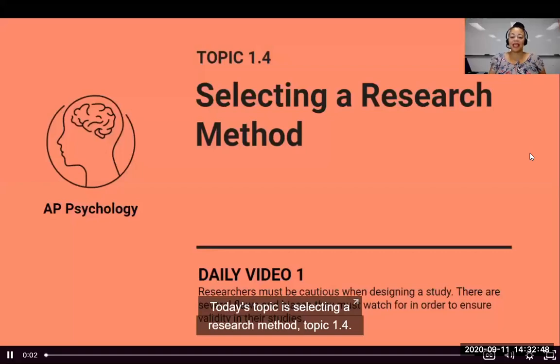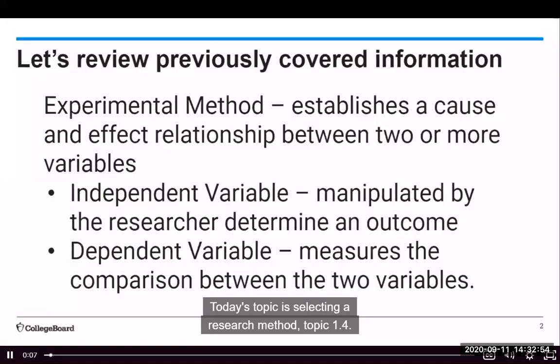Today's topic is selecting a research method, topic 1.4. Today we will be looking at the flaws that are inherent in some research designs. However, I want to remind you that in the previous lesson, you looked at experimental methods, and you need to remember that independent variables and dependent variables are needed for experimental methods. Independent variables are manipulated by the researcher to determine an outcome, and dependent variables measure the comparison between the two. What was the reaction of the subjects?